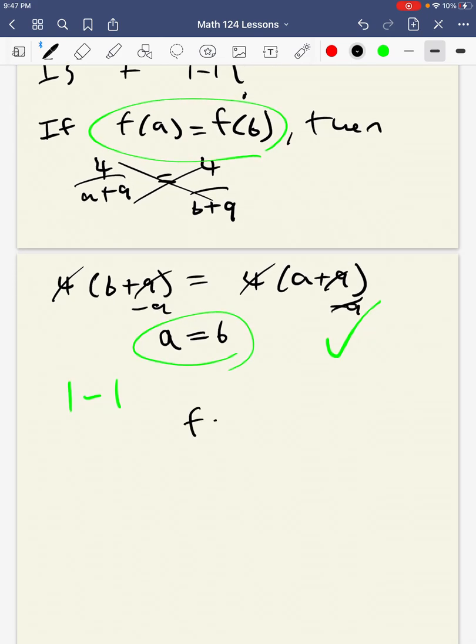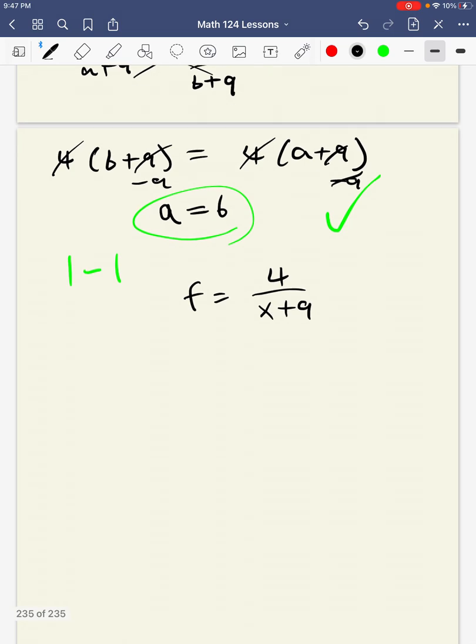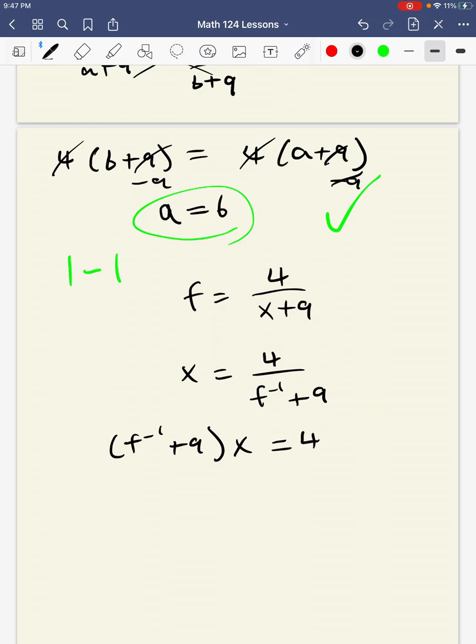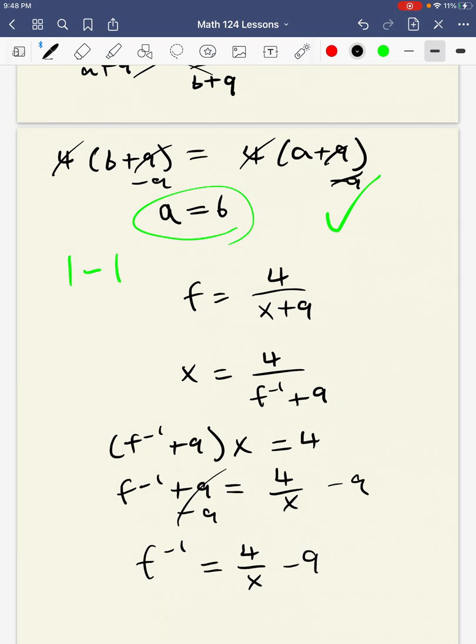So the inverse is when we swap the f and the x. So we start with f equals 4 over x plus 9, right? That was the original function. So for the inverse, we swap the inputs and the outputs. And now we just solve for the inverse. So I could cross multiply this out, and we get f inverse plus 9 equals 4 over x, minus the 9 to the other side. f inverse equals 4 divided by x minus 9.